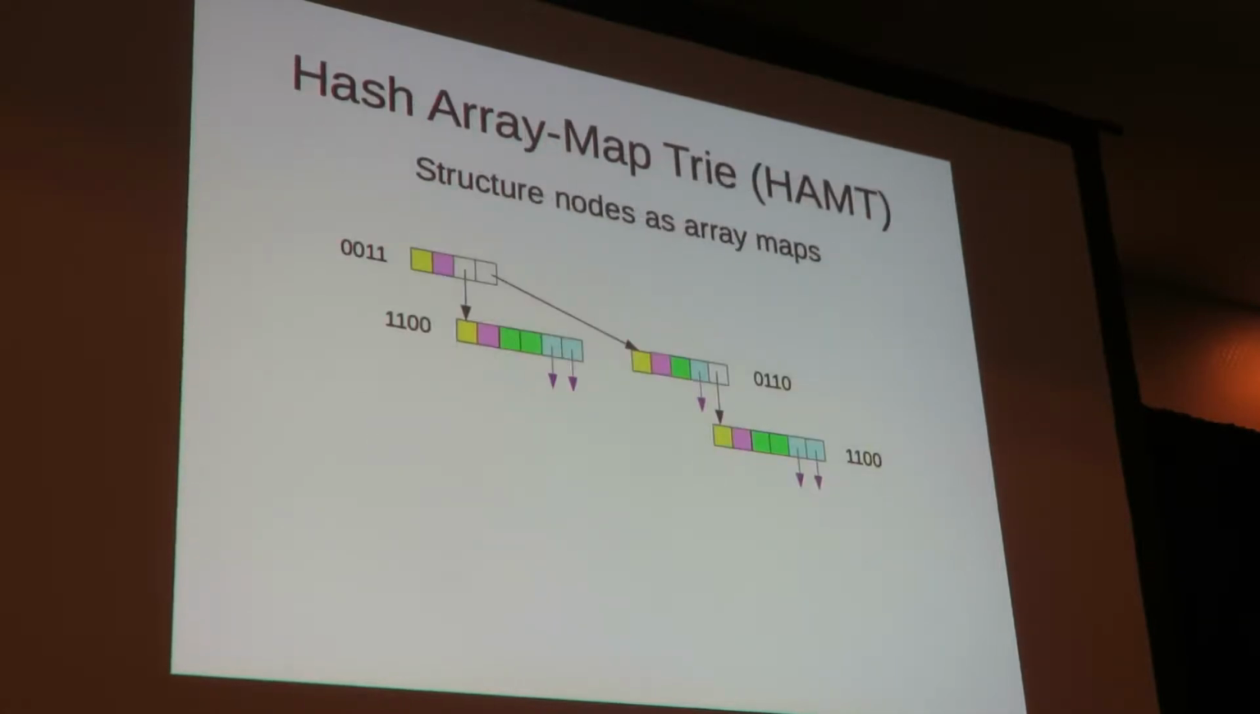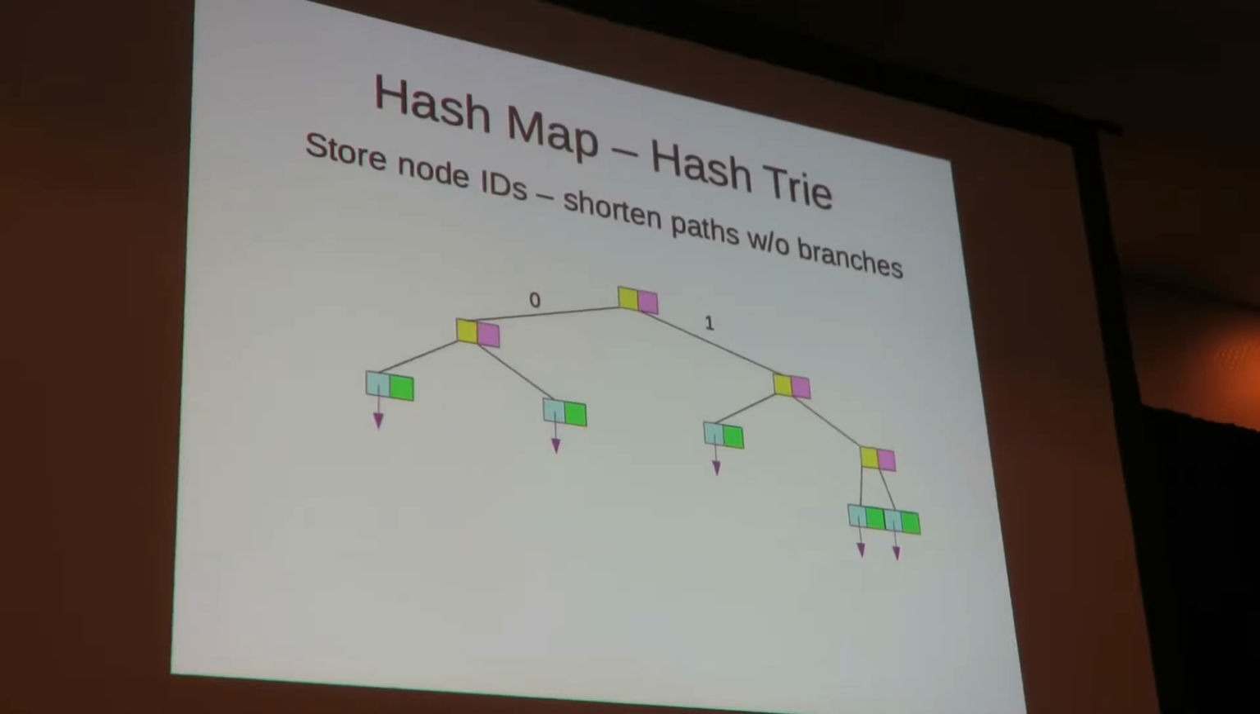Let's see. So now we get to the one that unfortunately is a little bit of a leap. Can I ask a question right there? Yeah. So the pink thing, you're sort of branching one way or the other based on bits in the hash, right? Is the pink thing sort of telling you which bit you're branching on?